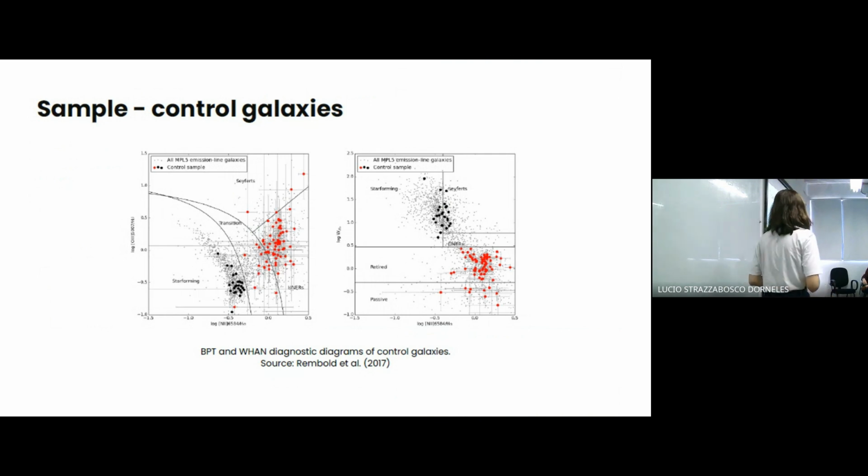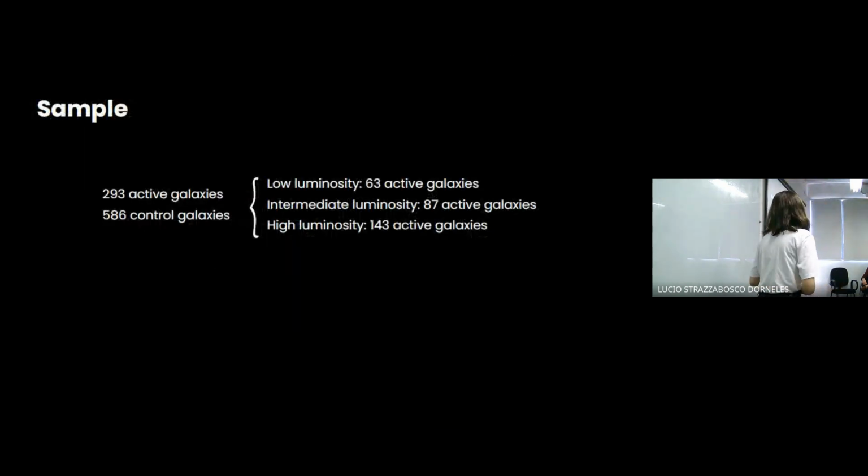But for a galaxy to be classified as control, it needs to be in the star forming or in the transition or in the LINER region in the BPT, and not show signs of AGN ionization in the WHAN. We classified 293 active galaxies and 586 control galaxies. And to investigate the dependency of the AGN luminosity on the star formation rate, we classify the active galaxies in three luminosities: low, intermediate, and high.